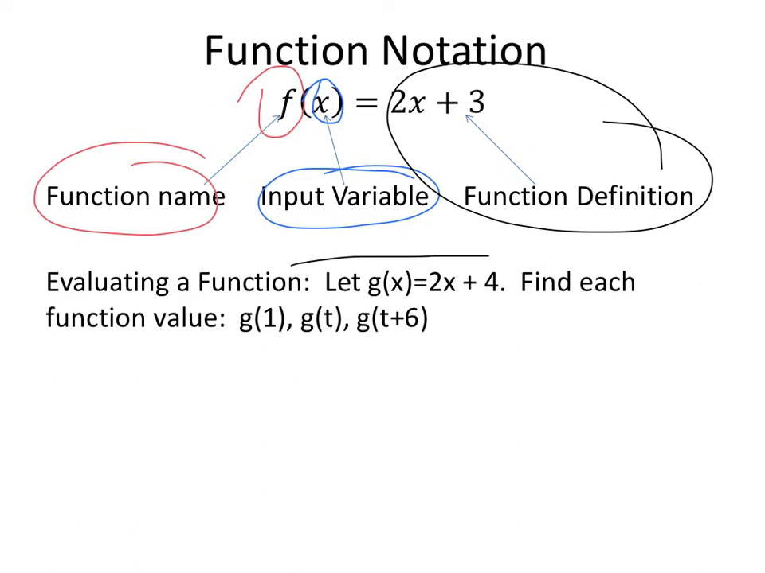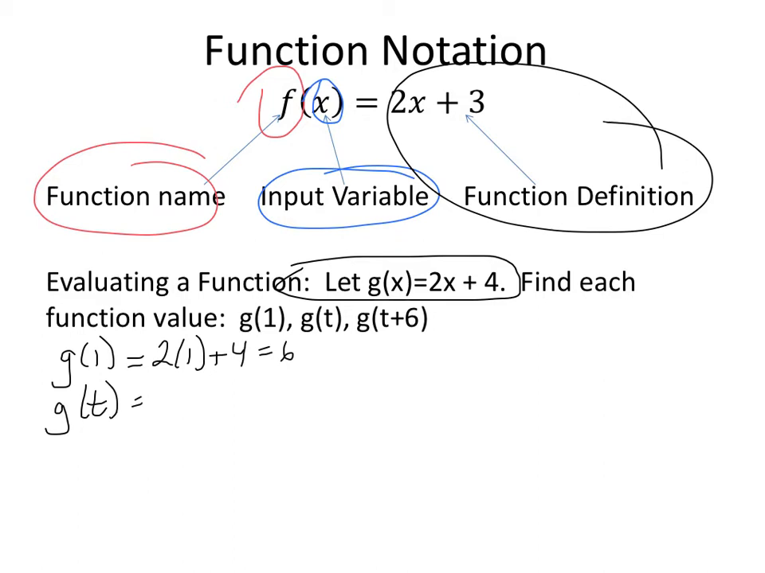So if we have g of x equals 2x plus 4, and we want to find g of 1, we're going to substitute 1 in for x, and that would be 6. G of t would be 2 times t plus 4. G of t plus 6 would be 2 times t plus 6 plus 4.